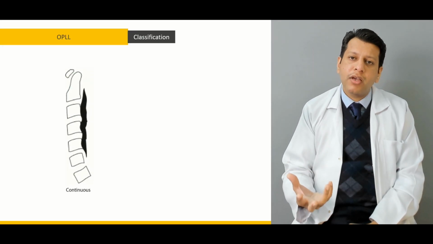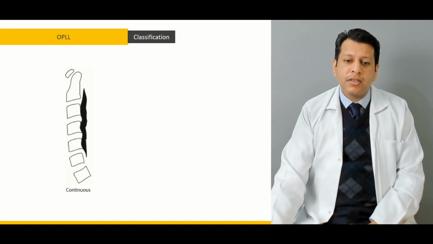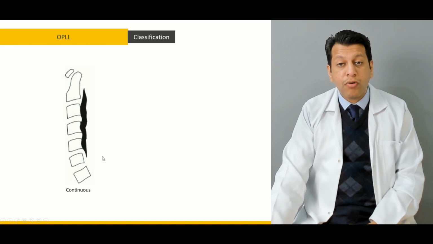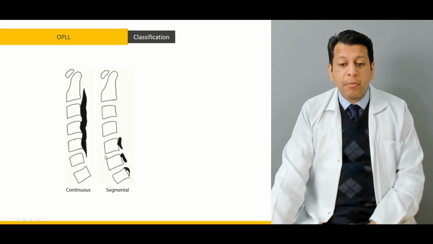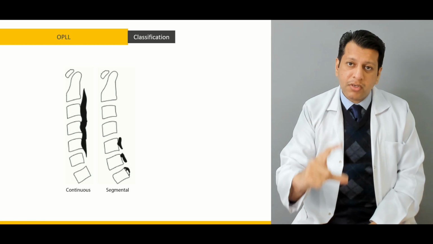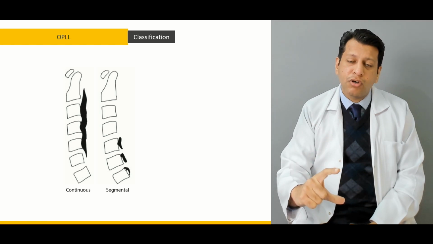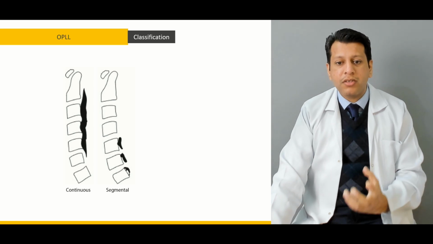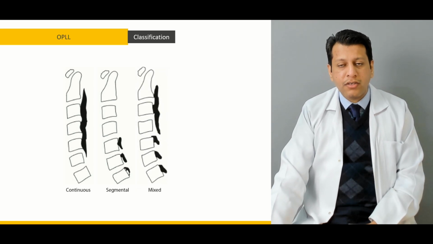One form of classifying the OPLL is the continuous form, in which the OPLL has hypertrophied and extends all the way down. This is called the continuous form. It may present with a segmental form, involving certain segments of the spine, while other segments may be absolutely normal, and then again present in other segments as ossification and hypertrophic ligaments.